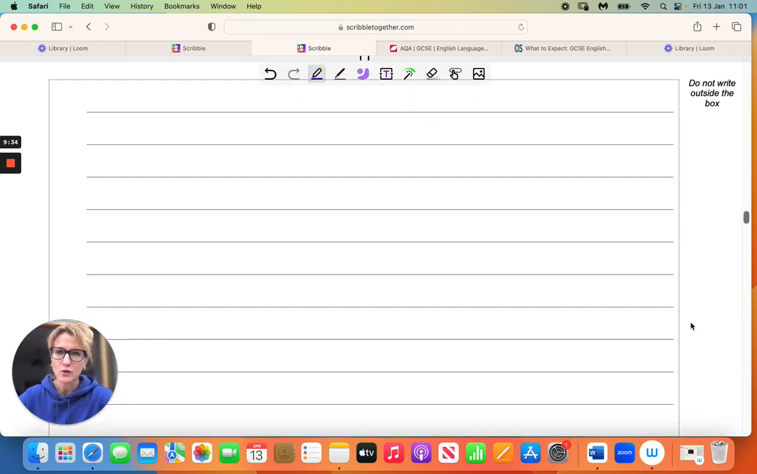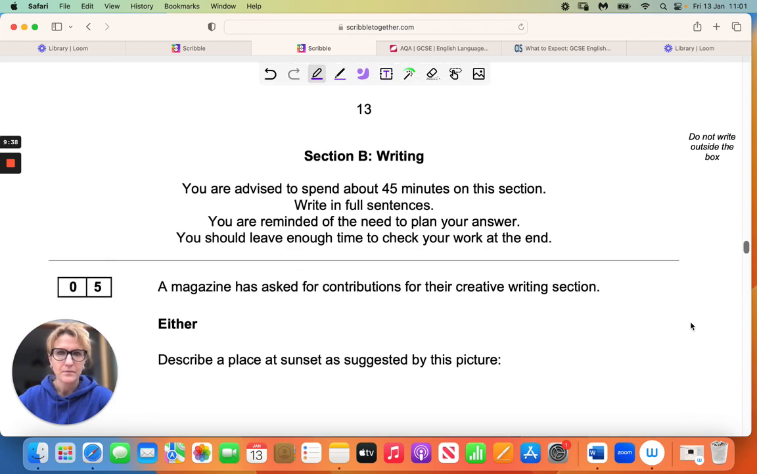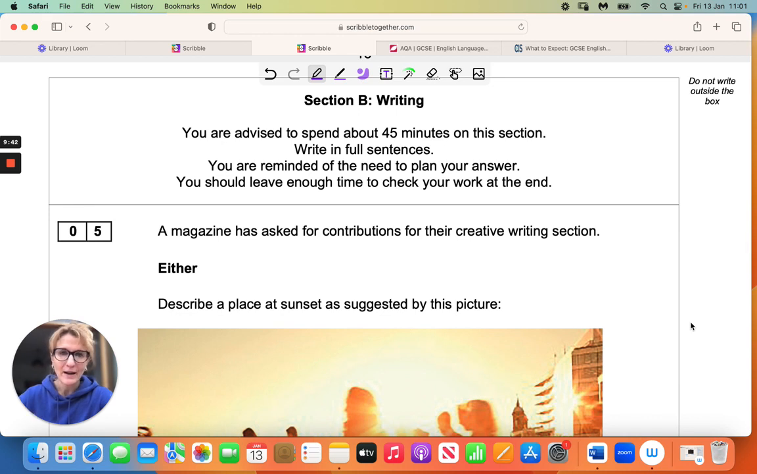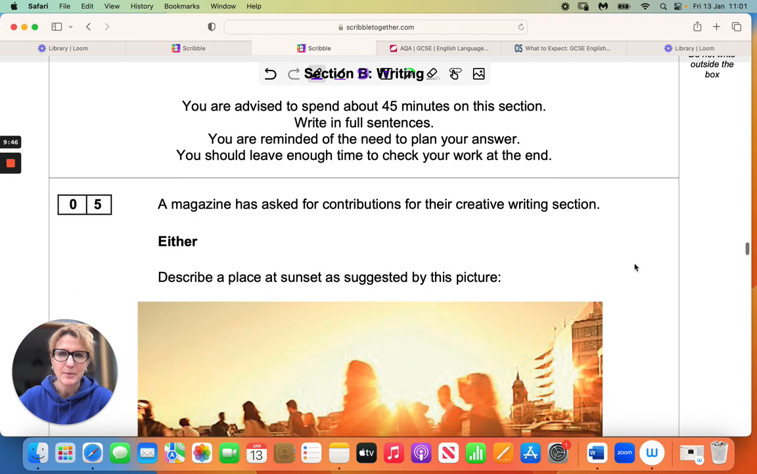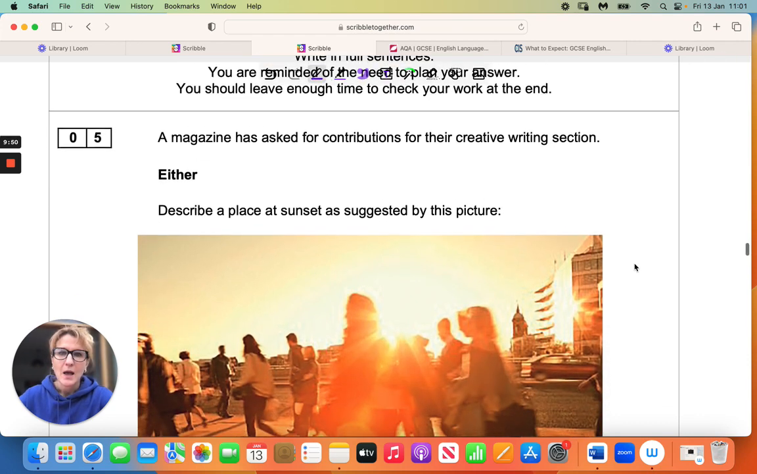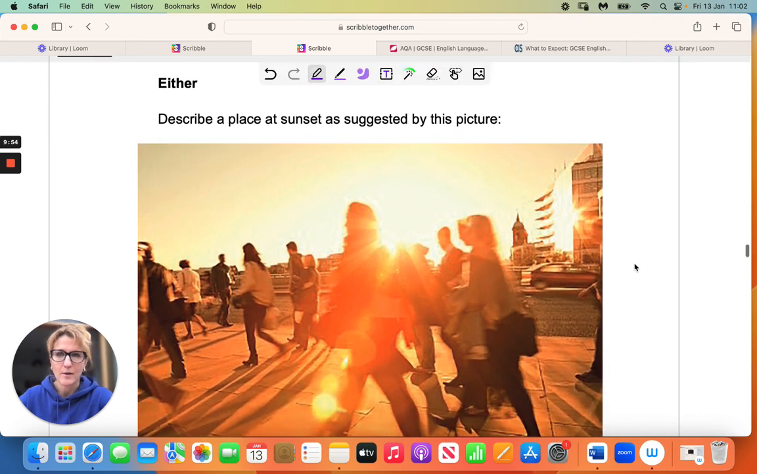You go straight to that creative writing task. This is section B, creative writing. We recommend that you plan your answer before you begin. Okay, definitely plan your answer. Now, you're going to have 2 options. And in this one, a magazine has asked for contributions. Okay, so it's for a magazine.